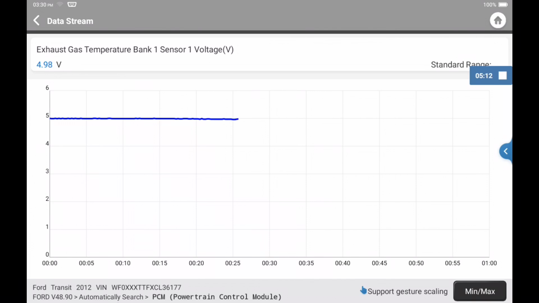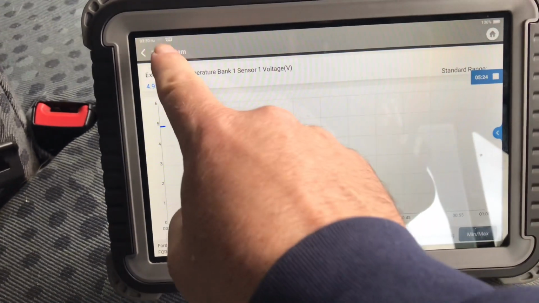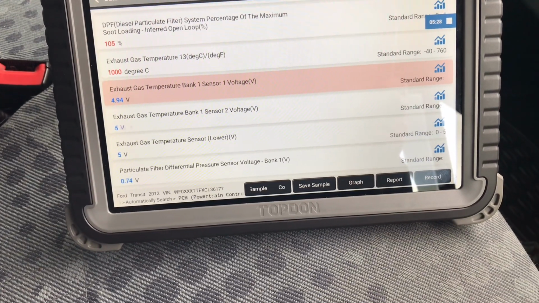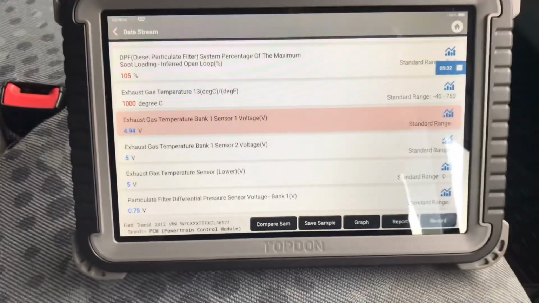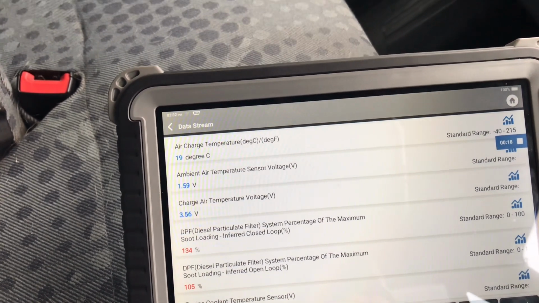So let's go back. Even the exhaust gas temperatures 1, 2 hits. Oh, there's something wrong here. They're all 5 volts. Let me have a bit of a hunt about, but that was dodgy. I just typed in temperature and wanted to look at the rest of the temperatures.